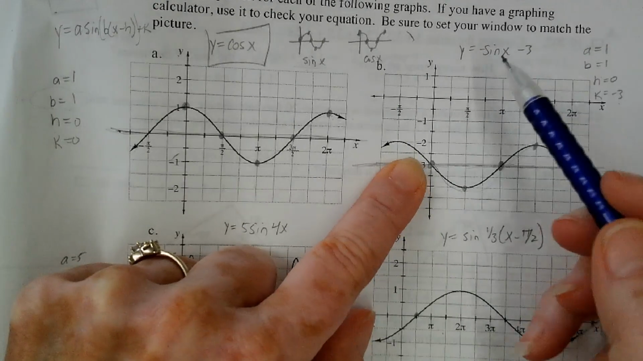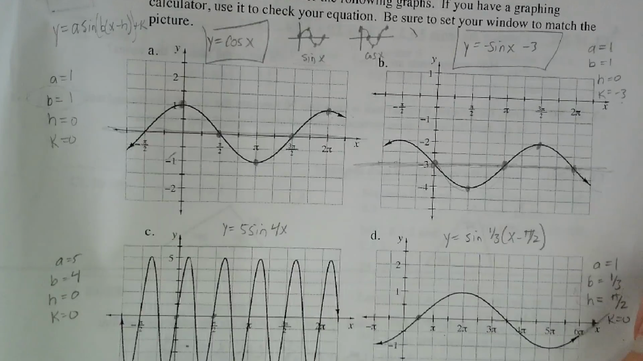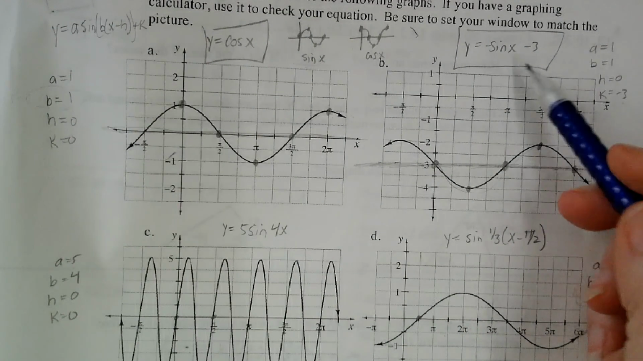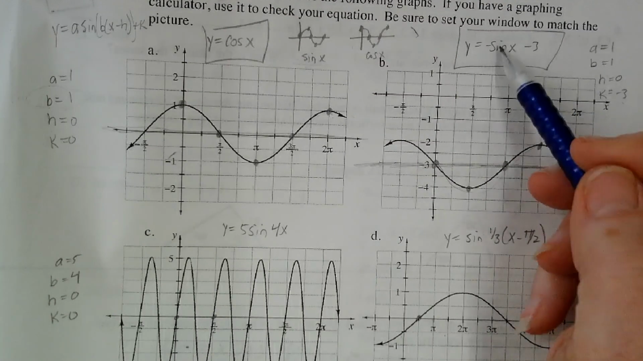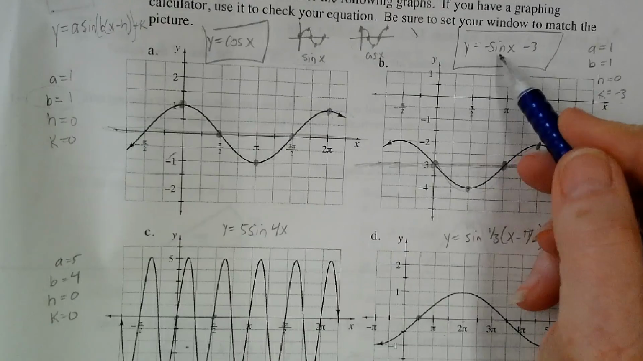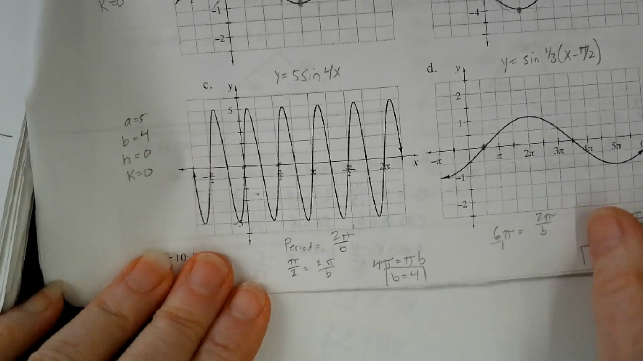So this is actually the equation of my graph, because k was -3, h was 0, b was 1, and a was 1. Well, I mean, a is 1, but I have to put this negative sign on here to flip my graph. Okay. Here's another one for us.